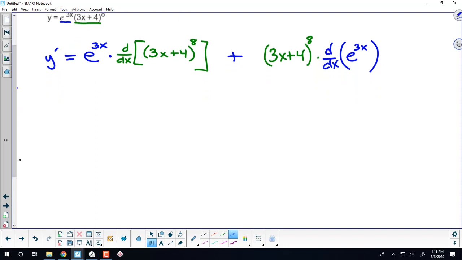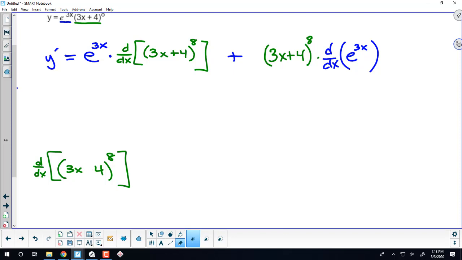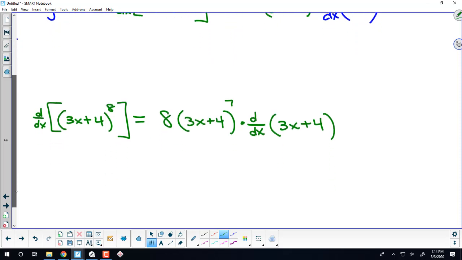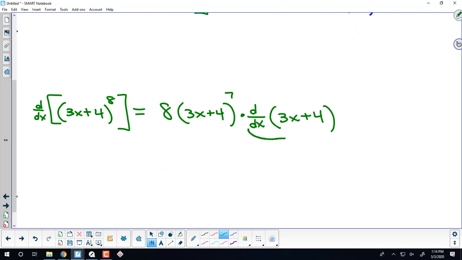Okay, so we'll compute the derivative of (3x plus 4) to the 8th. Now when we're addressing this derivative, that's when we're going to think about the chain rule. So we have the derivative of the outer function, leaving the inner function alone, times the derivative of the inner function. So this is our chain rule. Times the derivative of 3x plus 4, which of course is 3. So we'll just multiply that 3 with this 8 right here.